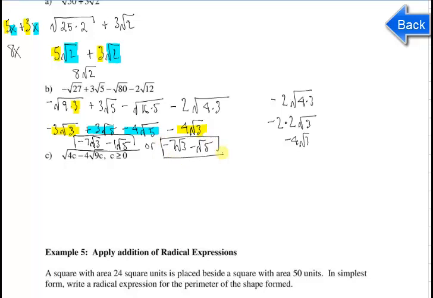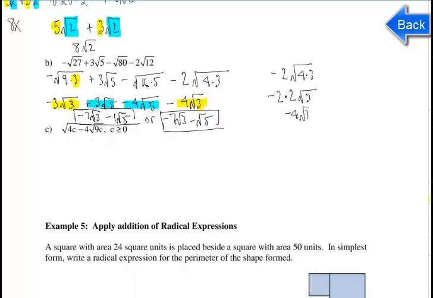Okay, our last example, example 4, is the square root of 4c minus 4 square root 9c, where c must be greater than or equal to 0. So that's your restriction. They're telling you already that c has to be a number which is 0 or greater than 0. Okay, almost everything is simplified. Not quite. Actually it's not, because the first term's not either, right? We've got a 4 here and we're looking at square roots. So let's simplify. The square root of 4 is 2. You cannot take the square root of c.